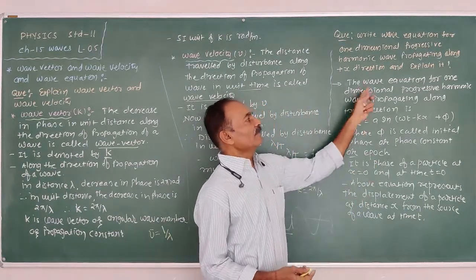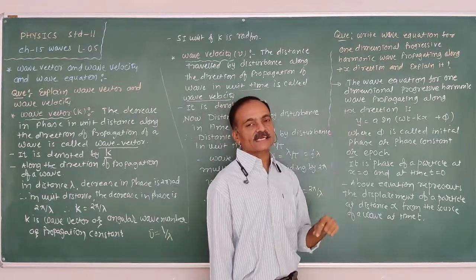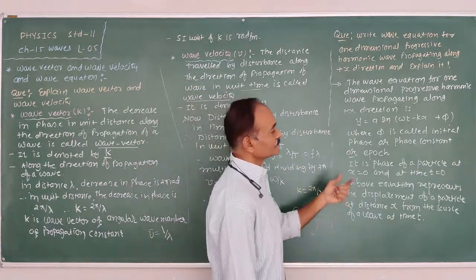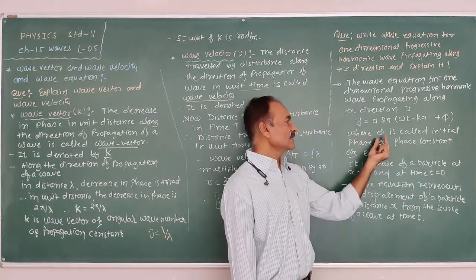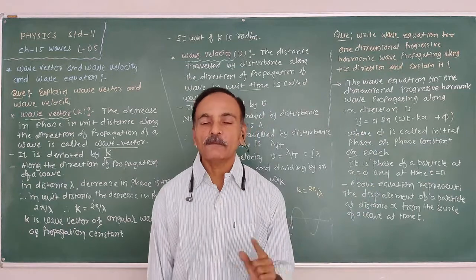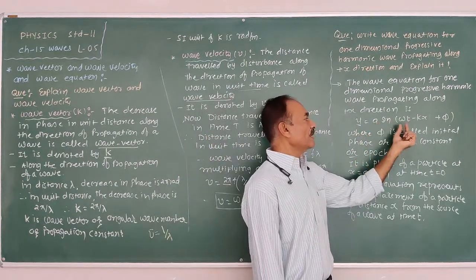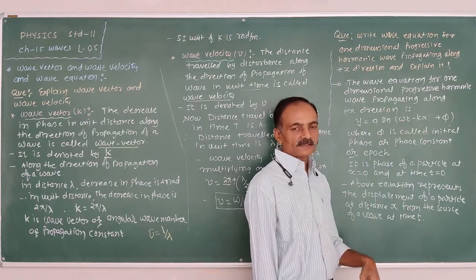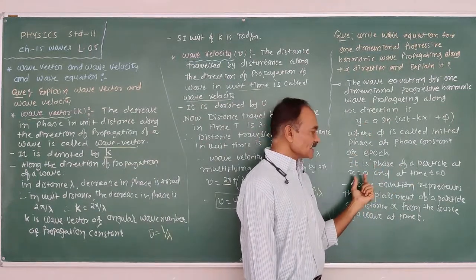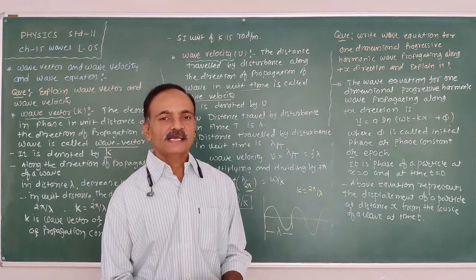Again, the wave equation for a one-dimensional progressive harmonic wave propagating along positive x direction is y is equal to a sin(omega t minus kx plus phi), where phi is known as the initial phase or the phase constant or the epoch. y is the displacement of the oscillating particle taking part in the propagation of a wave. A is the amplitude of the wave, omega is the angular frequency, k is the wave vector. Right? Okay. Now, phi is the phase of a particle at x is equal to 0 and at time t is equal to 0. That means it is the initial phase at time t is equal to 0.